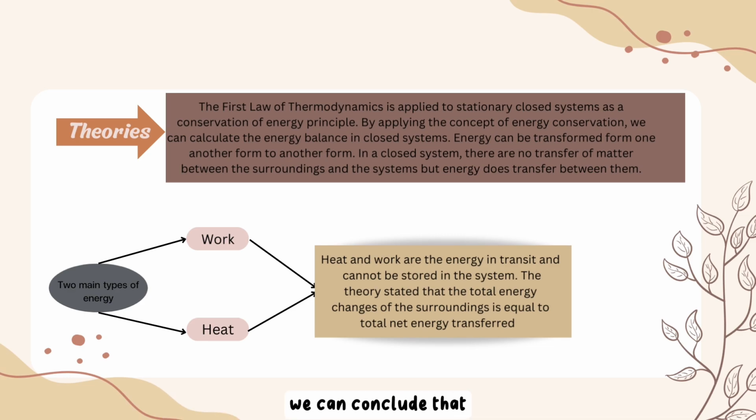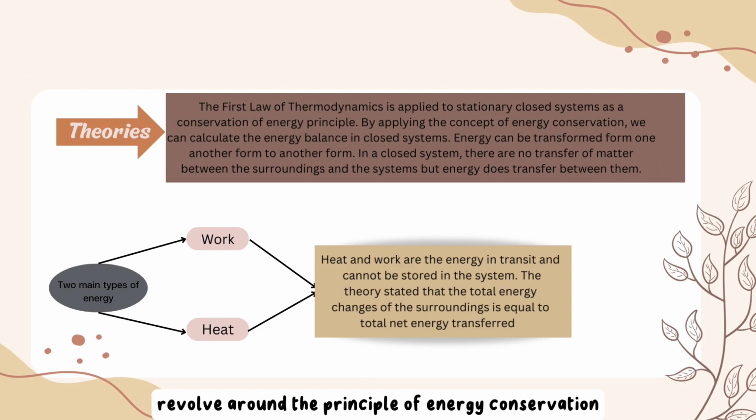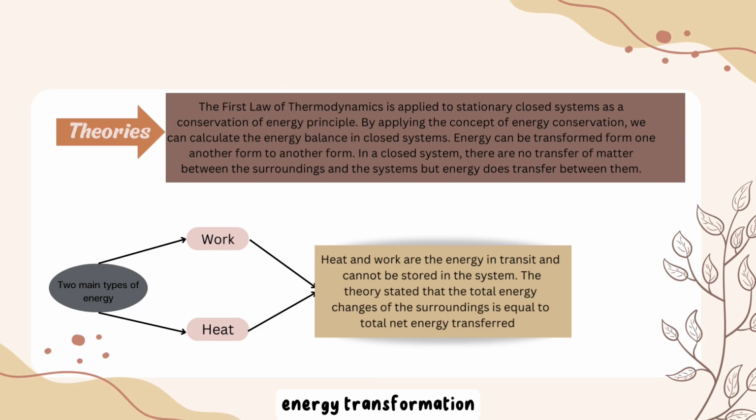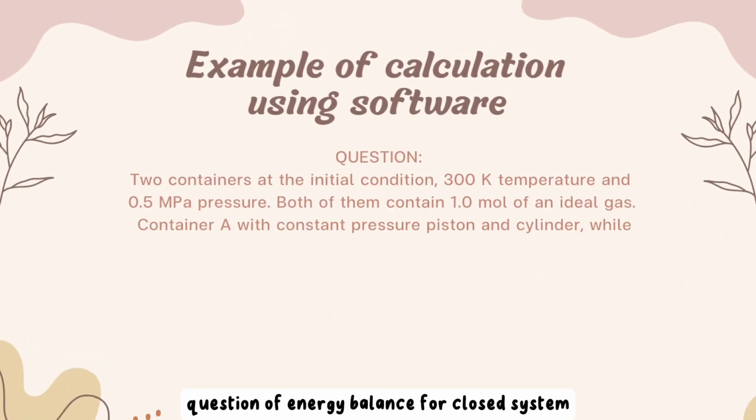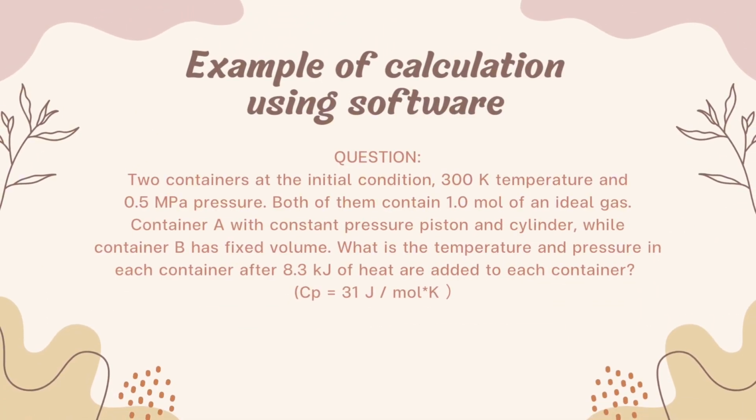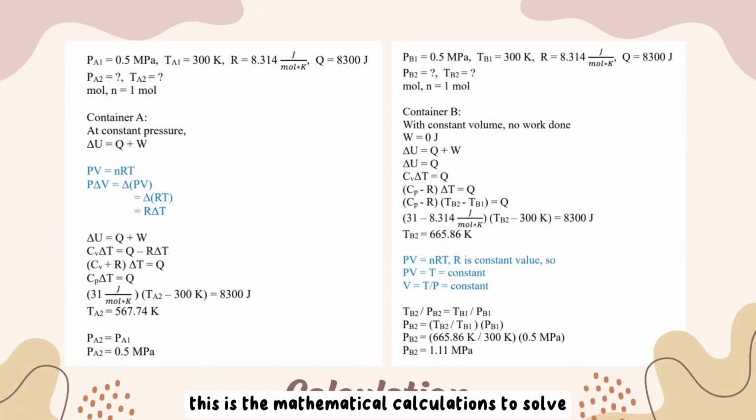Last but not least, we can conclude that the theories of energy balance in closed systems revolve around the principle of energy conservation, energy transformation, and the transfer of energy through heat and work. Here's the example question of energy balance for a closed system. This is the mathematical calculation to solve the problem.